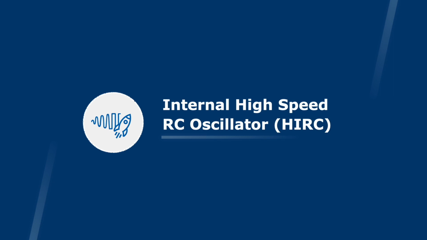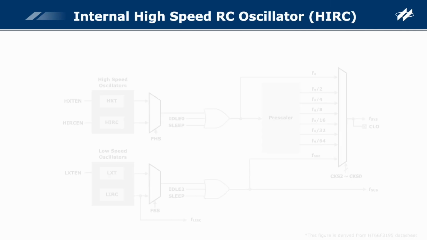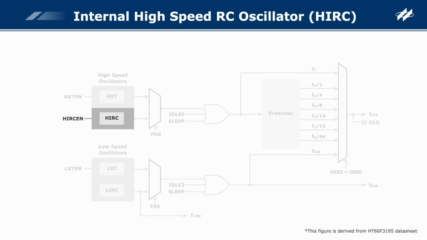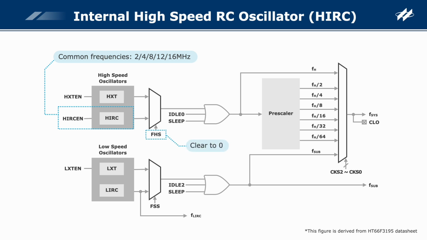Internal high-speed RC oscillator. The internal high-speed RC oscillator is a fully integrated system oscillator, requiring no external components. It supports some common frequencies such as 2 MHz, 4 MHz, 8 MHz, 12 MHz, and 16 MHz. When the FHS bit in the SCC register is cleared to 0, the internal high-speed RC oscillator will be used as the high-frequency clock source.